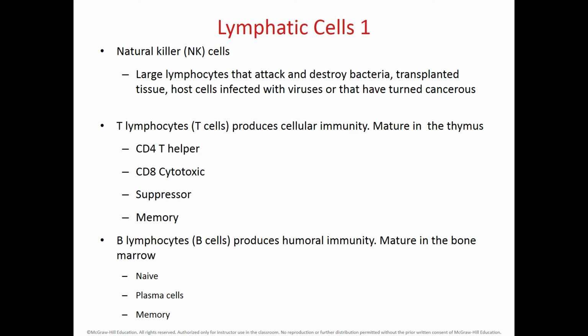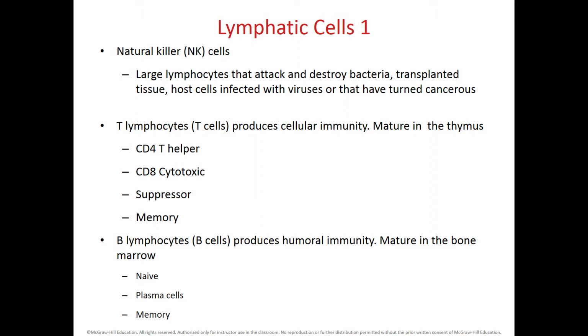Now, the B lymphocytes, or B cells, produce humoral immunity. So if someone has an infection within body fluids like the CSF, cerebrospinal fluid, within the blood, within the synovial fluid, within the urine, etc., these B lymphocytes will be in charge of protecting us. B lymphocytes are produced in the bone marrow, and they mature in the bone marrow. And we have 3 types.